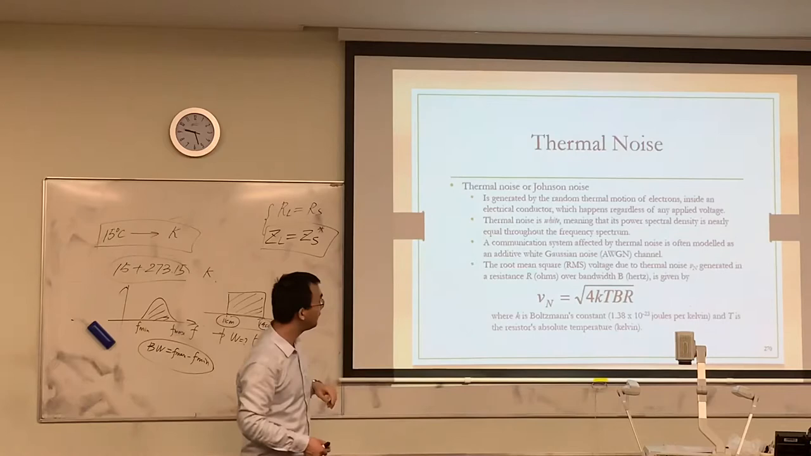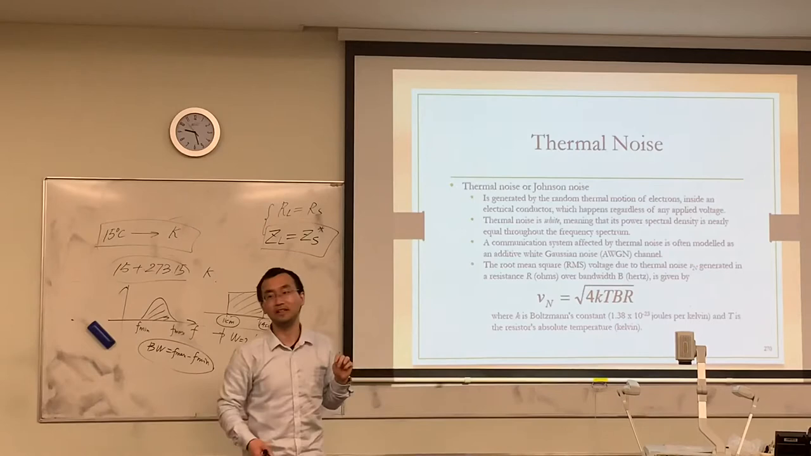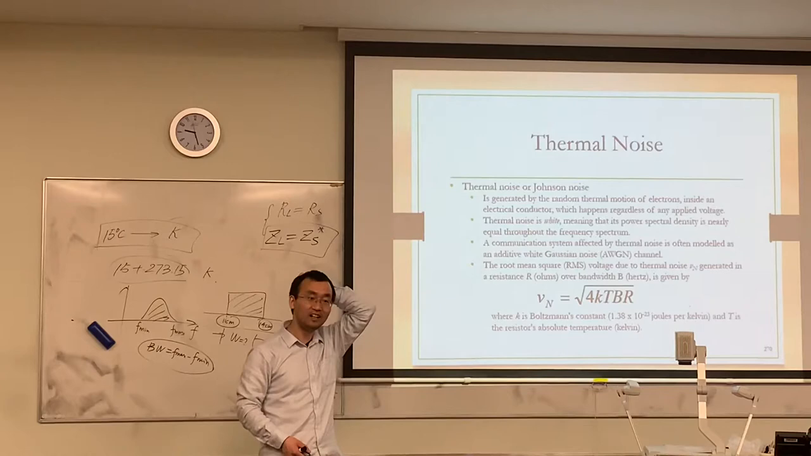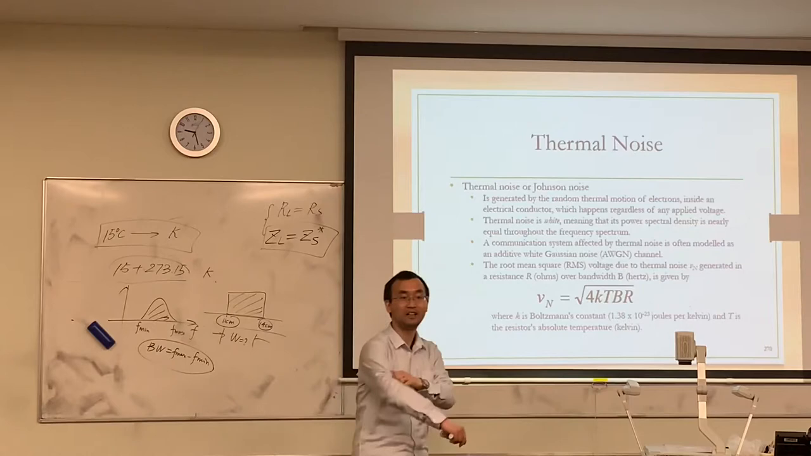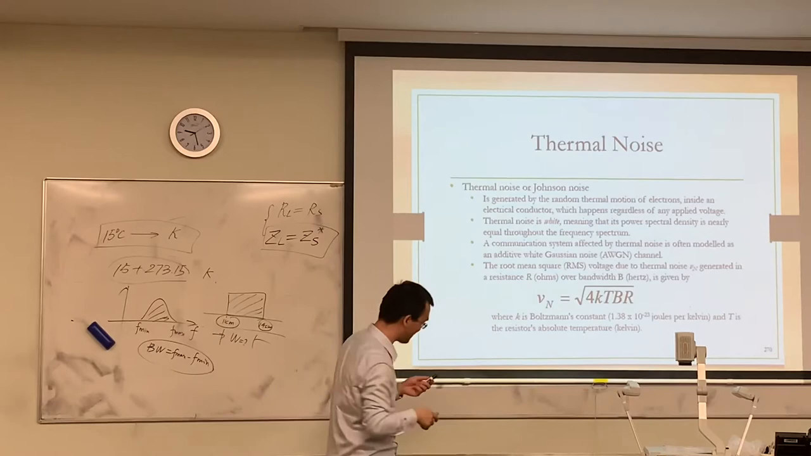So remember in the ADC part we have another R, right? What's that R? R is the ratio of the peak value to the RMS value. I told you, make sure you know the difference between that R and the resistance. Right? Okay.